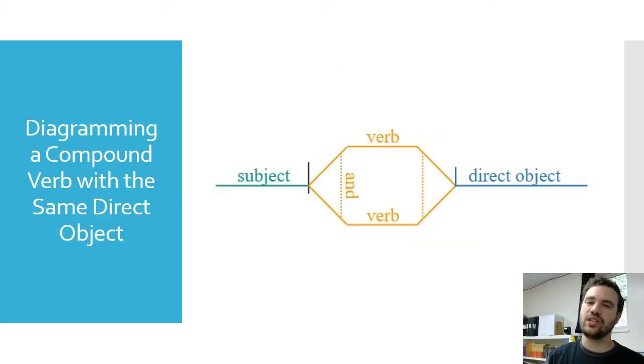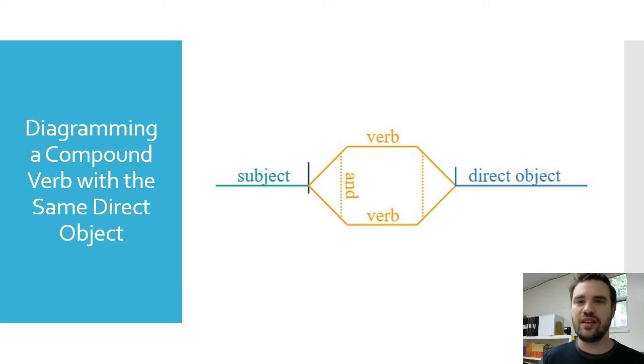Moving on. So this is kind of an interesting situation. And you'll notice that this diagram looks a little interesting, kind of cool. This is kind of a cool looking diagram. This would be if you have two verbs but they both have the same direct object. So both verbs are affecting the same person or thing. So the verb is compound, the direct object is not.